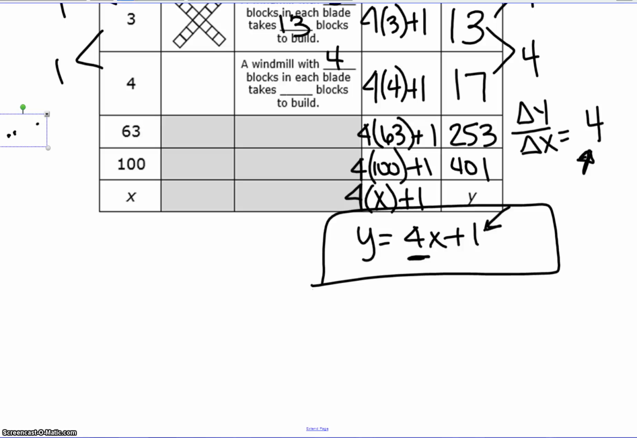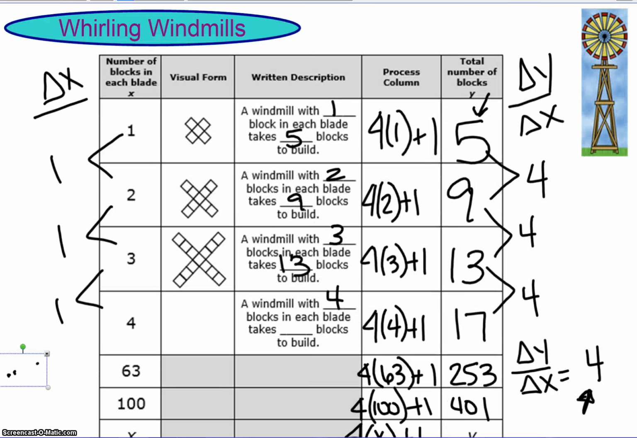Y equals 4x plus 1. Next question says, what part of the visual form is represented by the coefficient of x in the equation? And that right there, all you have to write is the blades. The blade is what is the representation of the coefficient. So what part of the visual form? It is the blades.